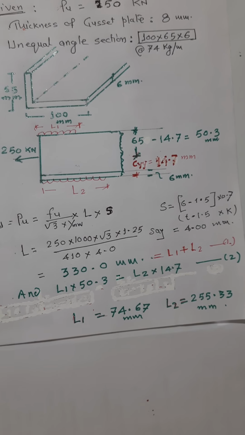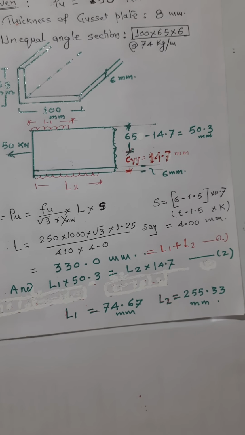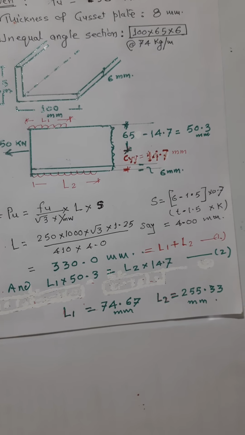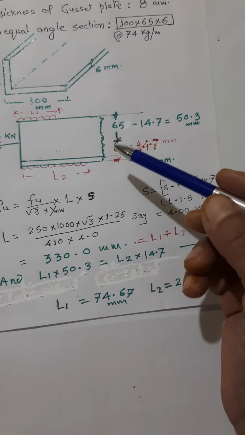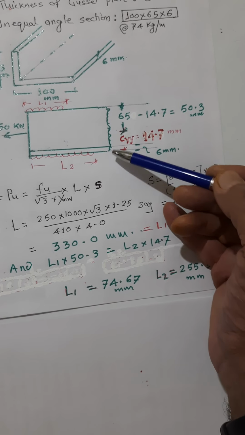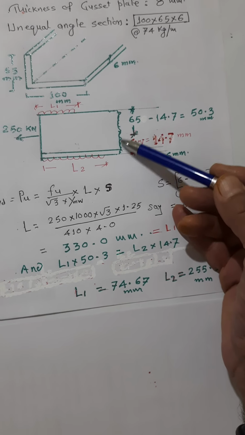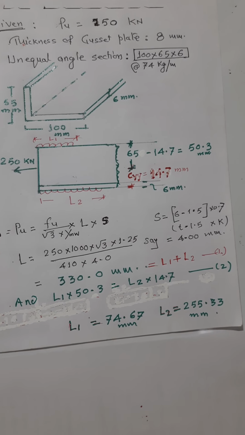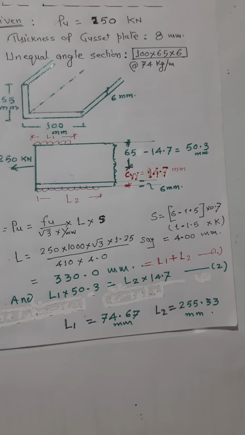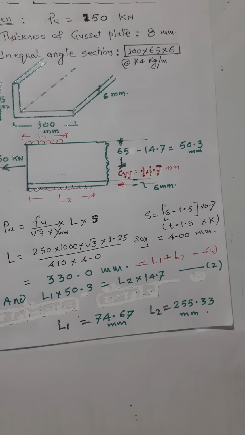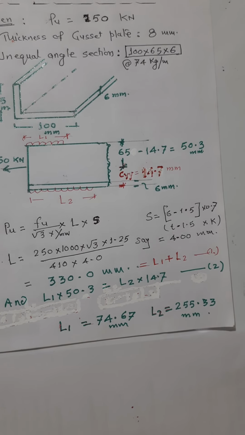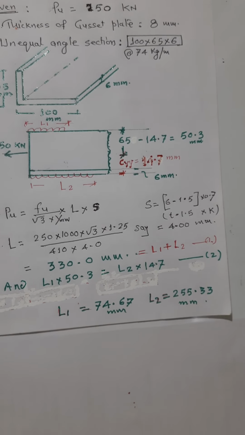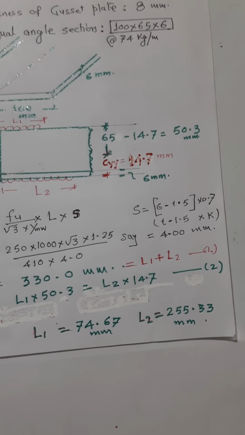In this way we can straightaway find the values of the two welds, at the top as well as at the bottom. The important thing is that we have to find this value, which in the table is mentioned as CYY. It is CYY, not CXX. Once CYY is known, the rest of the things can be very easily calculated. Thank you very much.